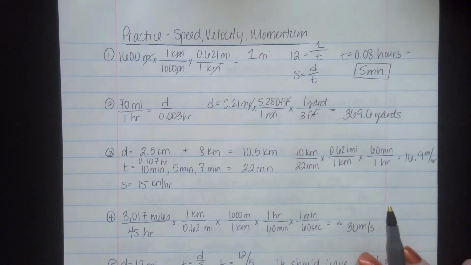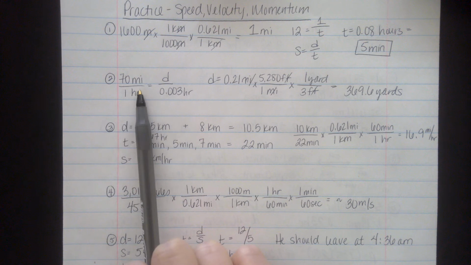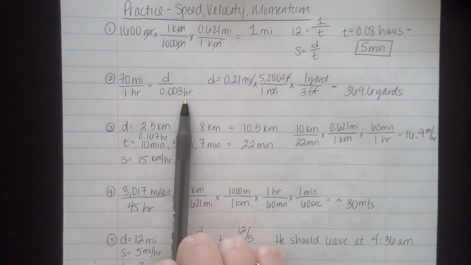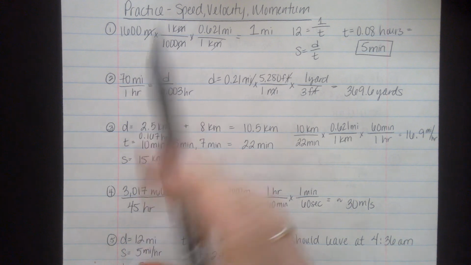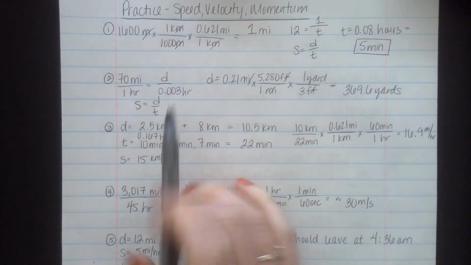Number 2, Will hits a golf ball. Will likes to golf at 70 miles per hour, and the ball is in the air for 10 seconds. 10 seconds is about 0.003 hours, so I divided by 60 twice to get that. How many yards did the ball travel? So I solved, this is speed equals distance over time here.